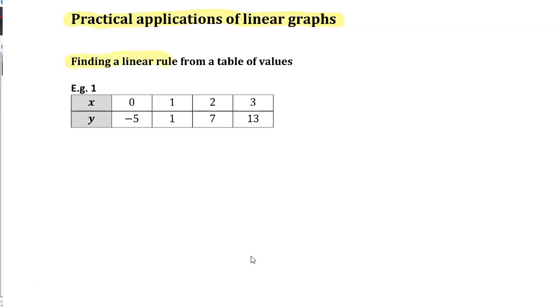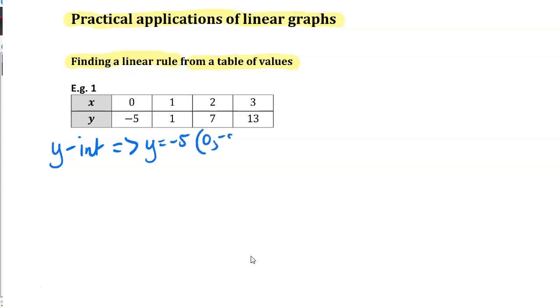So there's a few skills here. Finding a linear rule from a table of values. So you've been given a table of values and you need to find that linear rule. So let's look here. I've got the x values, I have the y values. Now, looking at my x values, I have x equals 0 and I have the y value for that. Remembering that the y-intercept occurs when x equals 0, straight off we have our y-intercept at y equals -5.